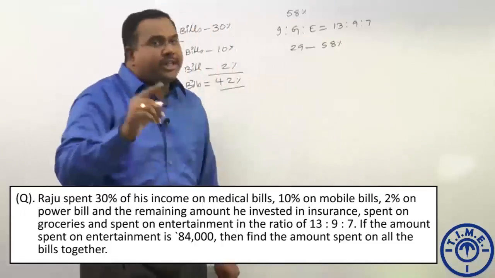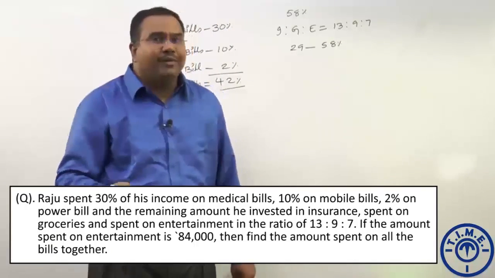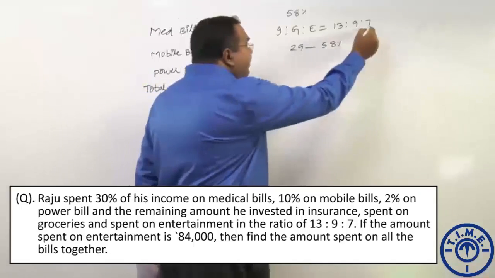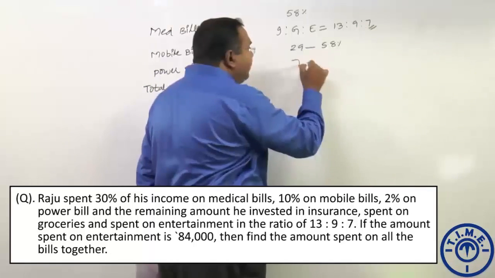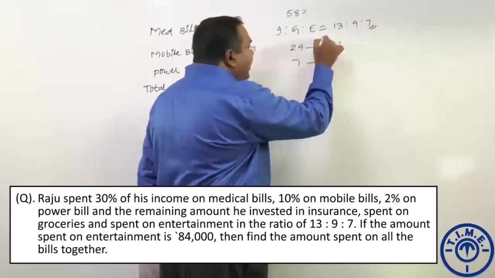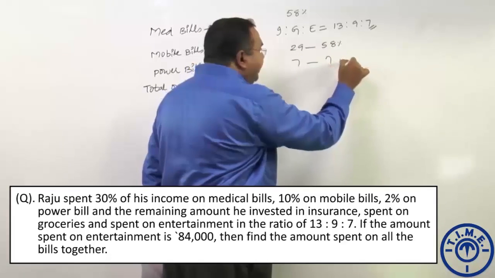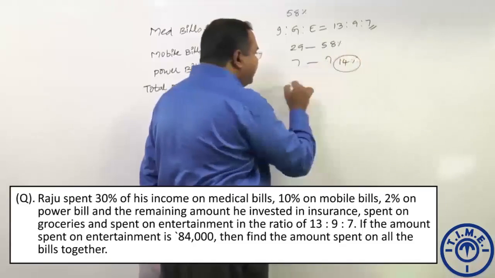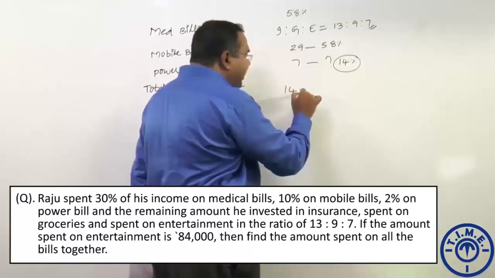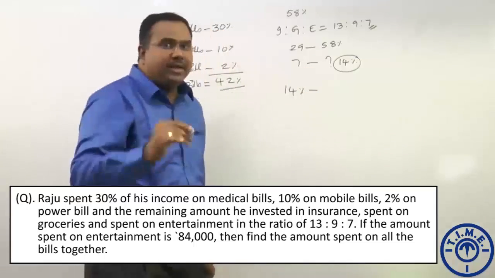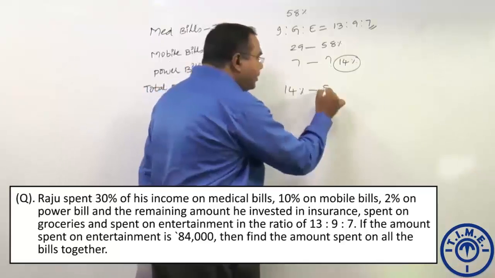So, how much amount is spent on entertainment? 84,000. Entertainment is 7 parts. So, 7 parts would be how much? 29 2s are 58. So, here it will be 7 2s are 14%. So, 14% is spent on entertainment. This is given as 84,000.